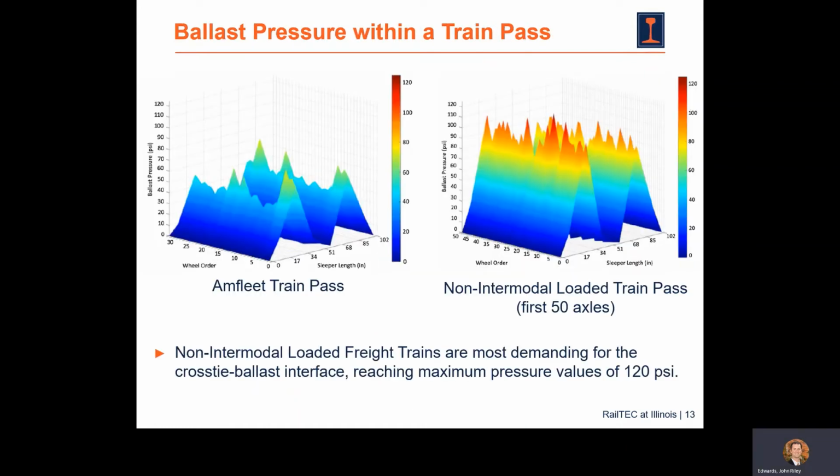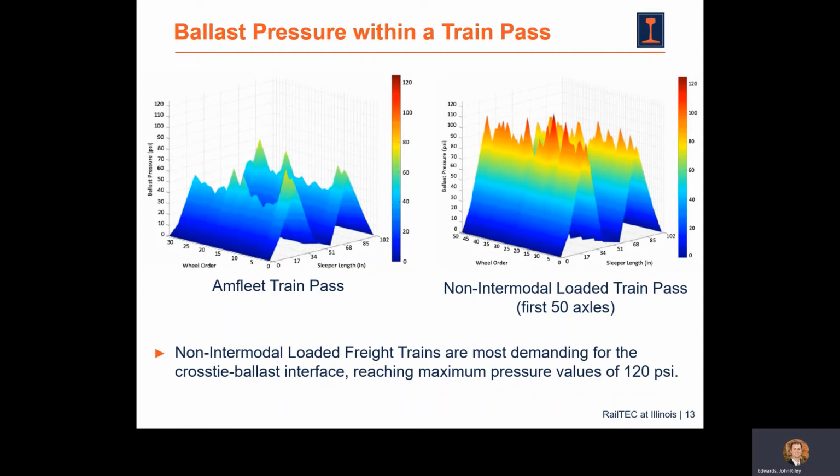We also looked at ballast pressure within a given train pass, and I like this comparison because it shows you kind of 2 of the bounding load scenarios on the Northeast Corridor. We have an Amfleet train pass on the left, and as you look at the 2 axes on the bottom, we have wheels, and along the length of the crosstie is what the secondary x-axis is, and then we have ballast pressure on the vertical axis. Same for the loaded freight train pass on the right.